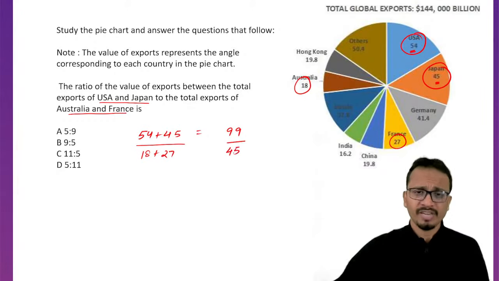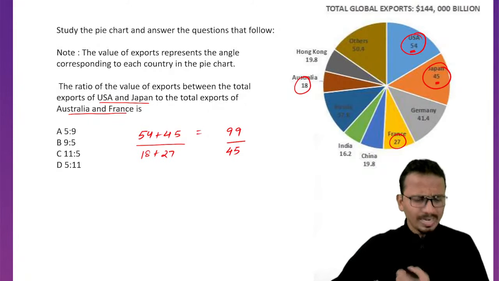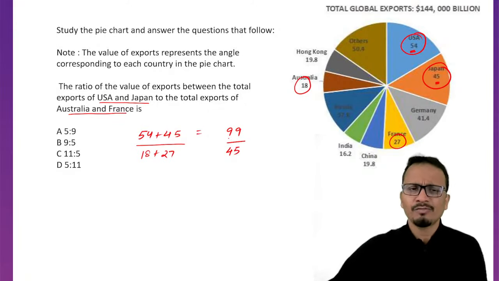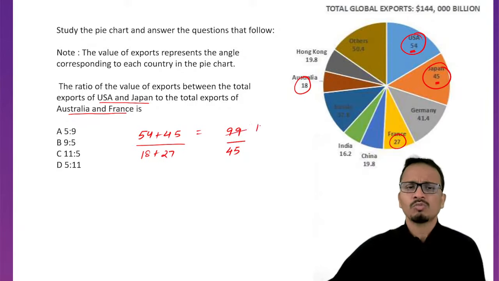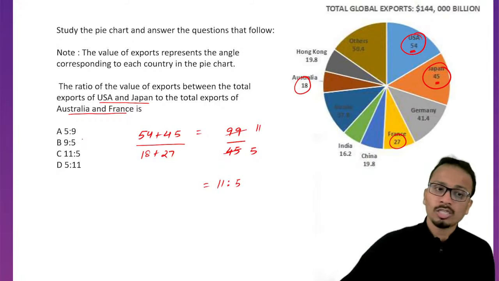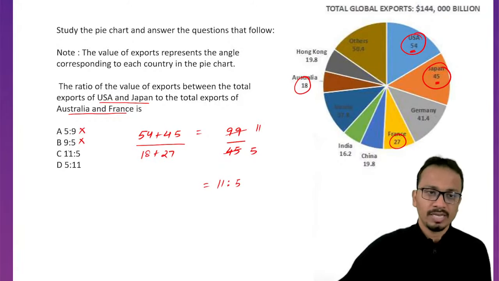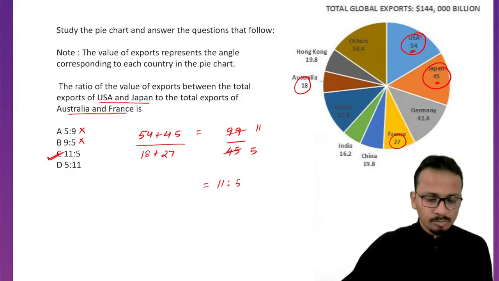It is 45. Okay. Now, what I'll do is definitely cancel 9 from the numerator and denominator. So this will become 11 and this will become 5. So yes, the correct answer should be 11 is to 5, not 9 is to 5 or 5 is to 9. So the correct answer is option C.